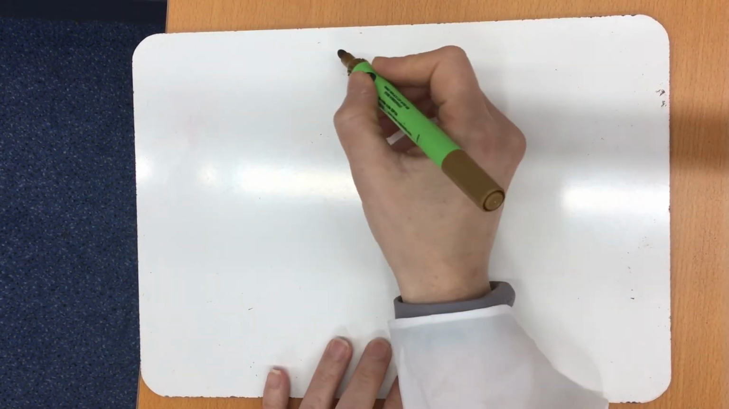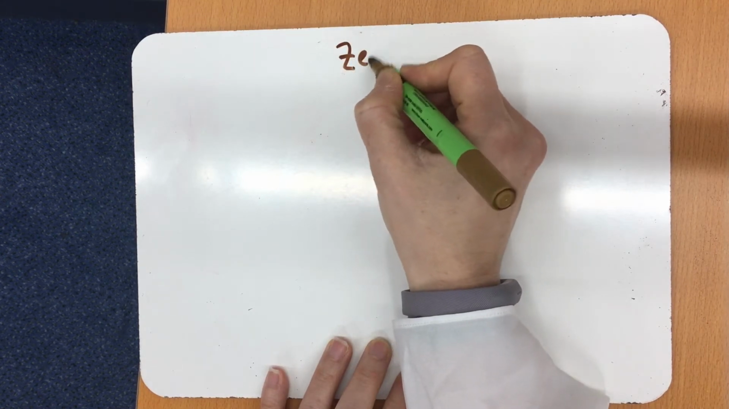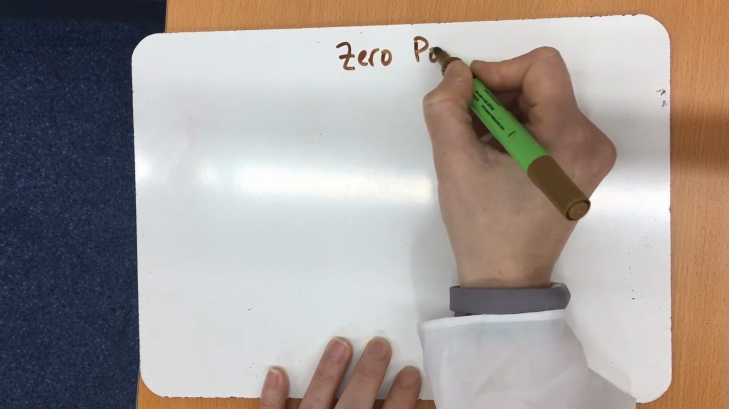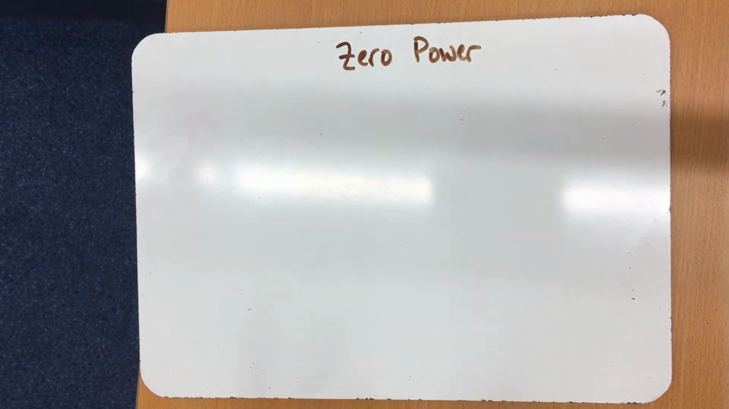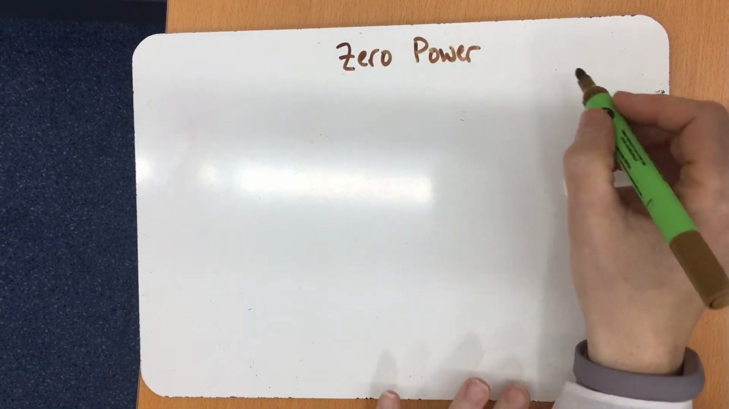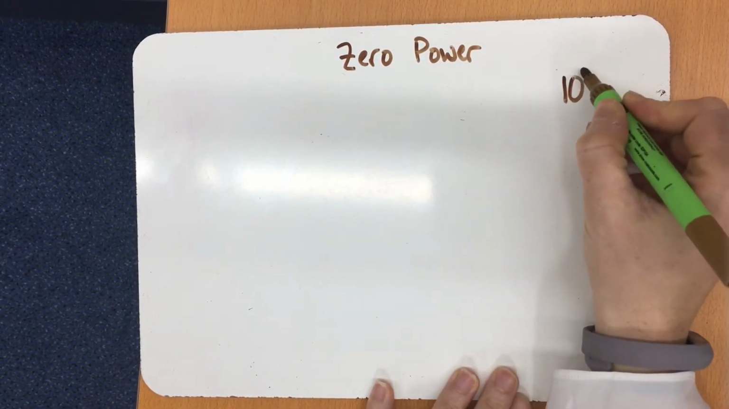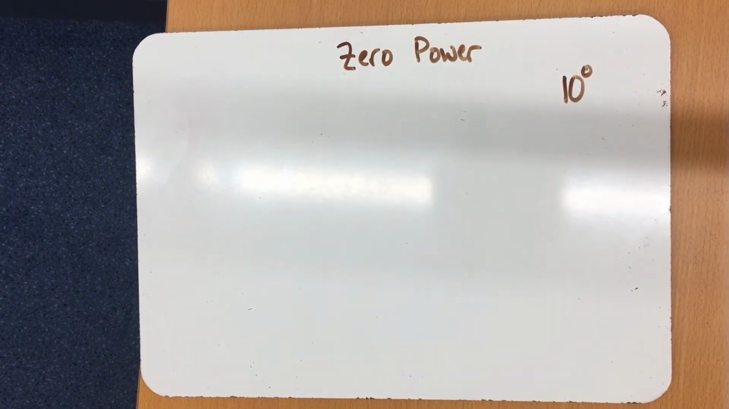Okay, for the fourth video, we are going to talk about zero power. And zero power means what happens when you take something to the zero power. So for example, if I took the number 10 to the zero power, what would end up happening? So in order to look at this, I want to show you two different ways of thinking about it.